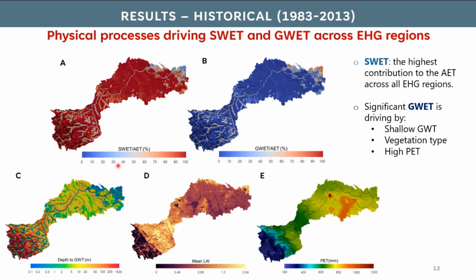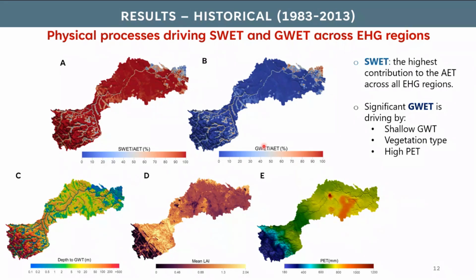The blue colors show a lower percentage of the total actual evapotranspiration supplied by the surface water evapotranspiration, and the red color shows a higher percentage supplied by surface water evapotranspiration. As you can see, across almost all the study area, the dominant component is the surface water evapotranspiration. However, we identified some regions where the groundwater evapotranspiration is the main component, and we found that the highest contribution of the groundwater evapotranspiration to actual evapotranspiration mainly occurs in riparian areas, as you can see in map B, and also in the northeast of the plains.